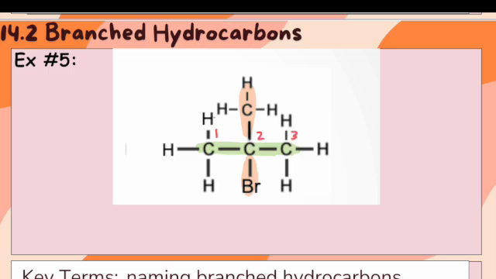Then we want to write down our groups first. So we have a 2-bromo, 2-methyl. Then there's 3 carbons in our parent chain, so that is a prefix prop. They're all single bonded, so propane. So this is 2-bromo, 2-methylpropane.